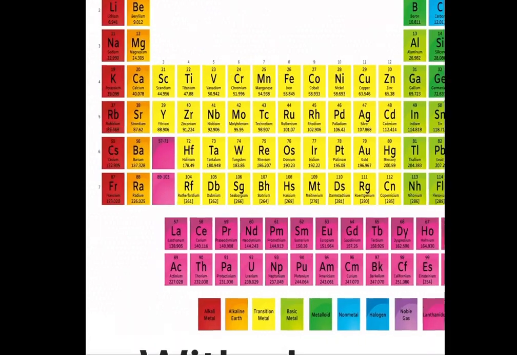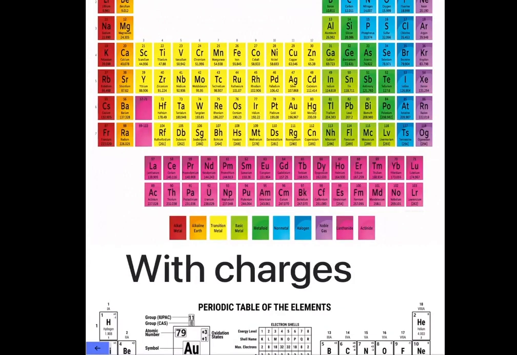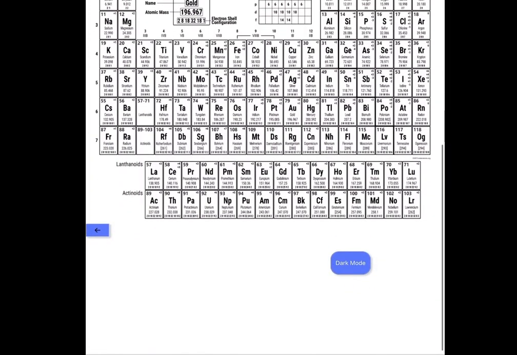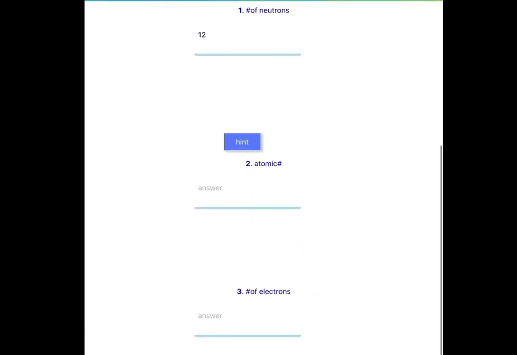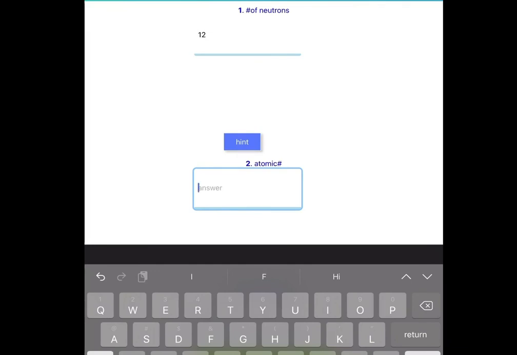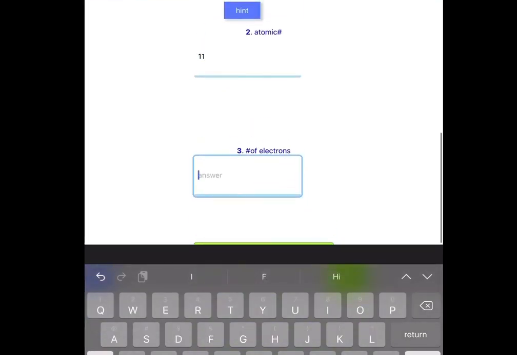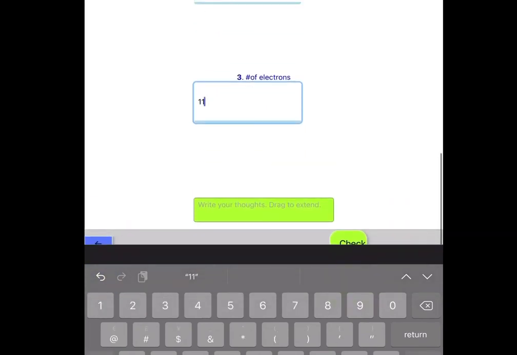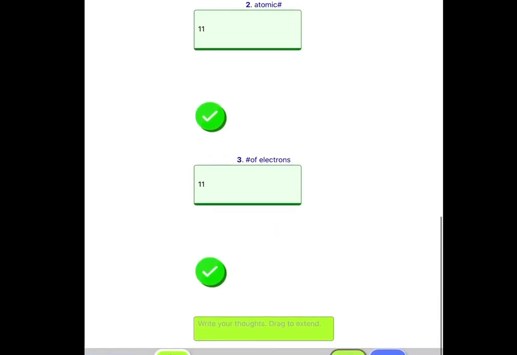So if Na has 11 protons, and the atomic mass is 23, then we would do 23 minus 11, because that's how you get the number of neutrons. And 23 minus 11 is 12. So what's the atomic number? Remember we already found this. The atomic number is equal to the number of protons, and that's 11. And the number of electrons is equal to the number of protons too. So that's also 11.